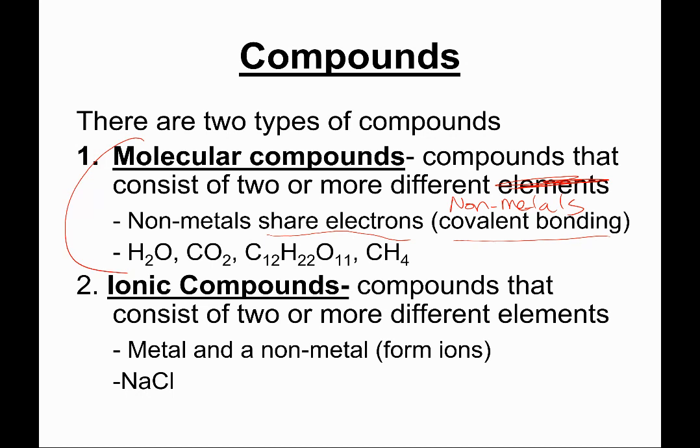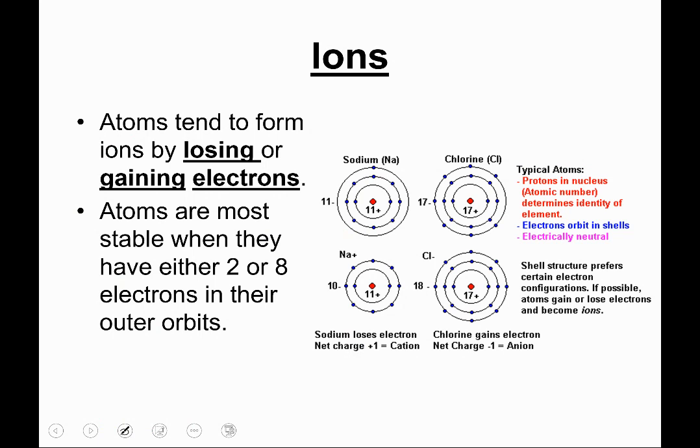Most of this lesson is going to be based on ionic compounds. And ionic compounds consist of 2 or more different elements. The key for an ionic compound is it has to be a metal and a non-metal. For example, NaCl. The metal is always written first, followed by the non-metal. So there's a metal, and this is your non-metal. That's an ionic compound, all right?